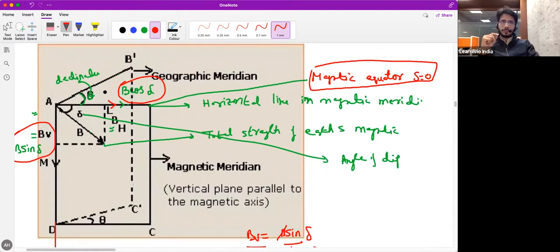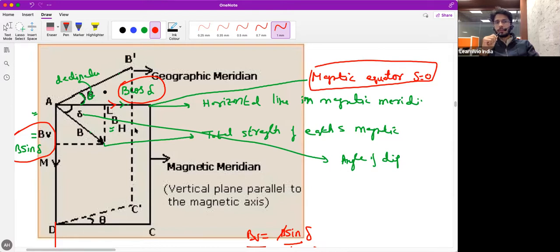Second component. Can you guess in which plane the total strength of Earth's magnetic field should exist? It should exist in the geographic meridian, or in the magnetic meridian? Magnetic meridian. So, Noor, I'm just coming to your question. This is the total strength of Earth's magnetic field. This total strength will lie in the magnetic meridian, and it will make some angle with a horizontal line in the magnetic meridian.